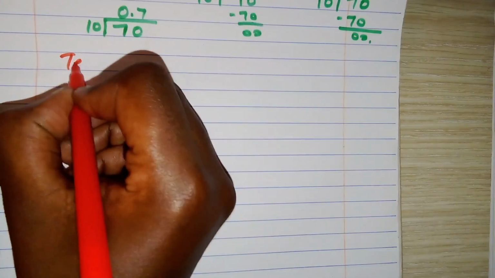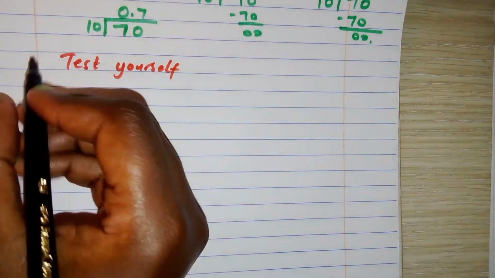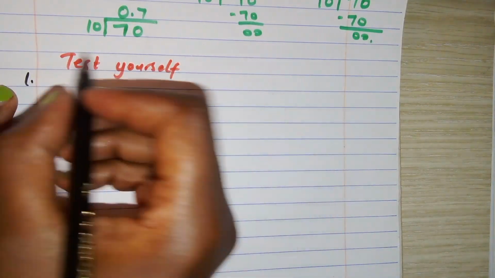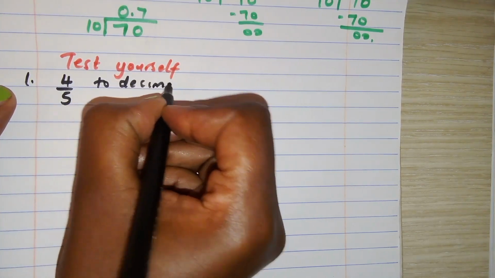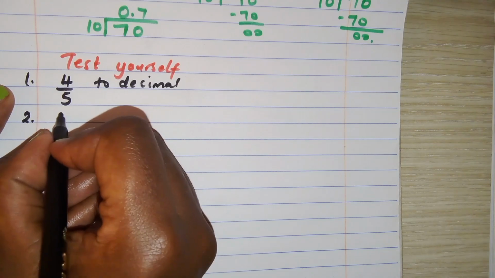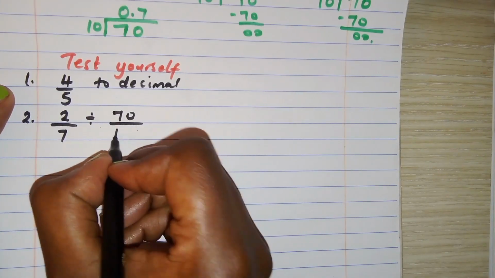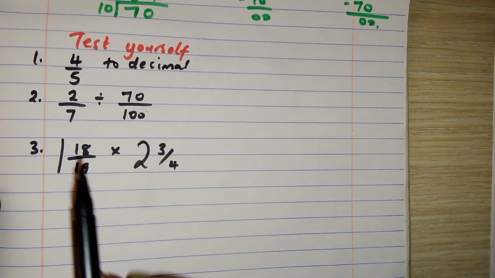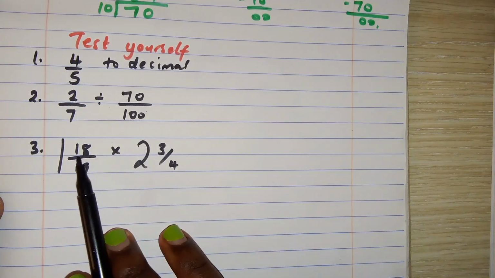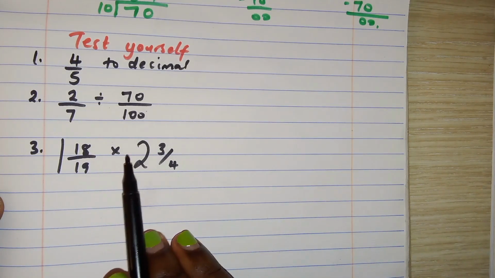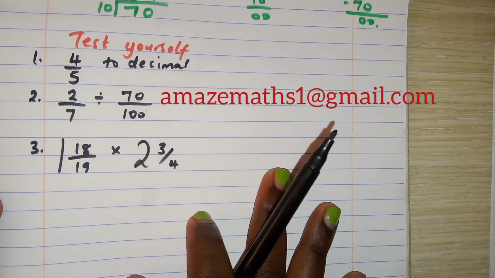So that marks the end of our lesson today. Test yourself. We can convert this into decimal, and then division. So we have 2 over 7 divided by 70 over 100, and the last one 1 whole 18 over 19 times 2 3/4. So try them out and then you can send me the answers via email.